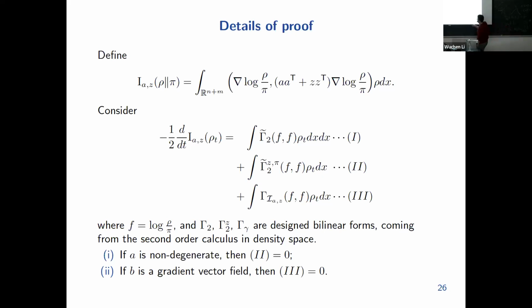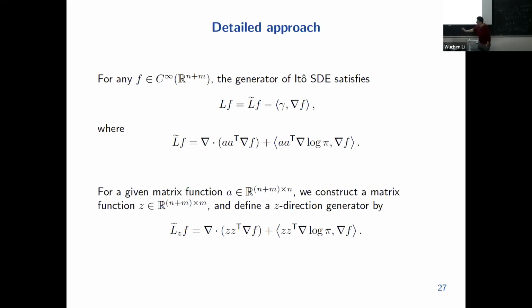Here, gamma_2, Z, and gamma are designed by linear forms coming from second order calculus in this space. So if we are still young, it's a good time to learn some calculus in the data space. It's just reminding you of optimization stuff. Then you will see a lot of interesting, magical things. But if A is non-degenerate, then Z is 0. If A is non-degenerate, you don't need a Z. You just need the gamma_2. That's enough. But you still need the R_A because that's for the non-gradient direction. Now if B is a gradient vector field, you don't need the third term. If A is non-degenerate and B is a gradient, you don't need these two terms. Everything can be defined very interestingly.